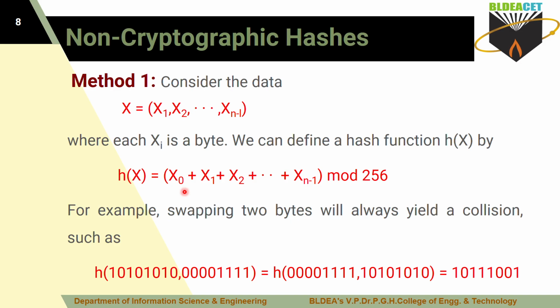As you already know the properties of the hash function: if you apply this operation, then your size is reduced, that is, it is compressed, and it is also efficient because it is very easy to calculate the hash value. But one more property is collision, and this function is not resistant against collision.